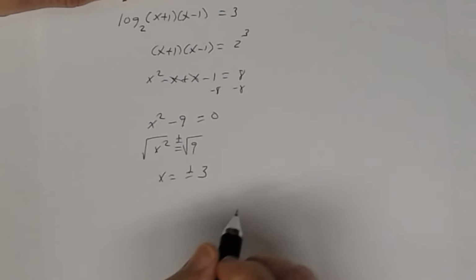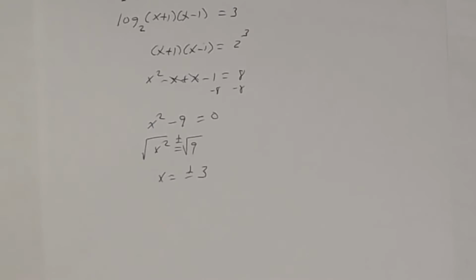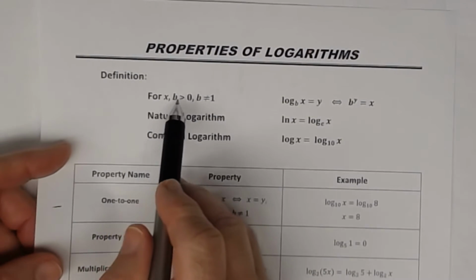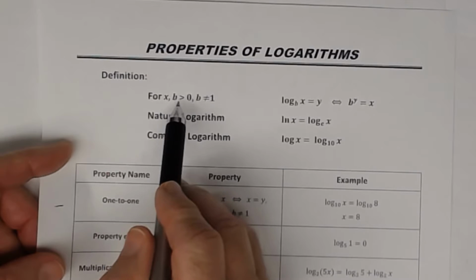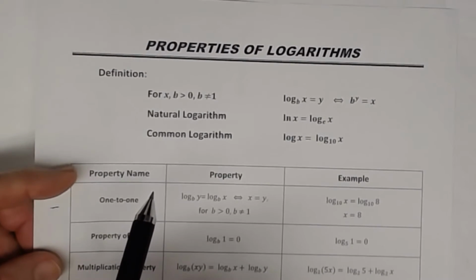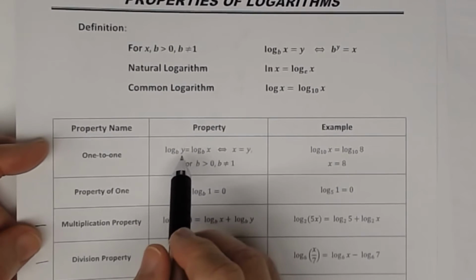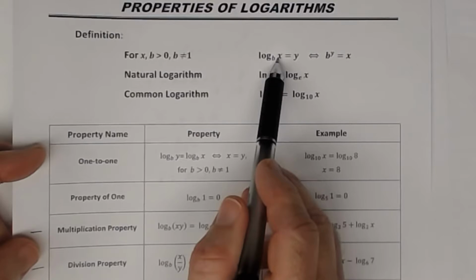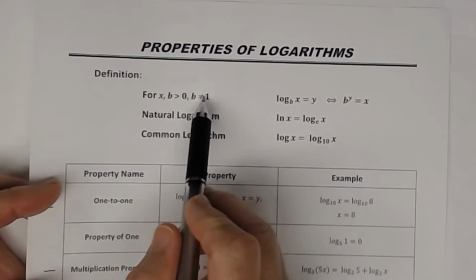Okay? All right, now remember that our properties of logarithms only apply if the base is positive and also if x is positive. Okay? So I can only take the log of a positive number. Keep that in mind. I can only take the log of a positive number. All right? And also remember that the base cannot equal 1.